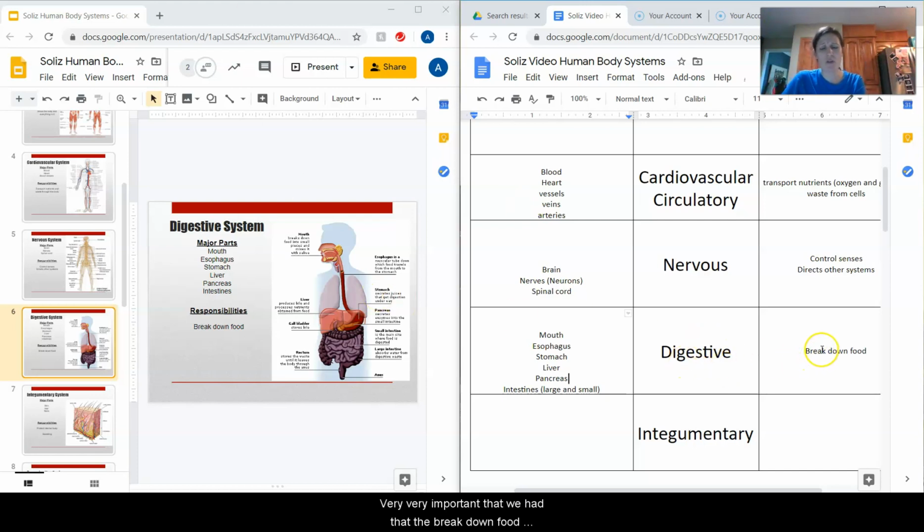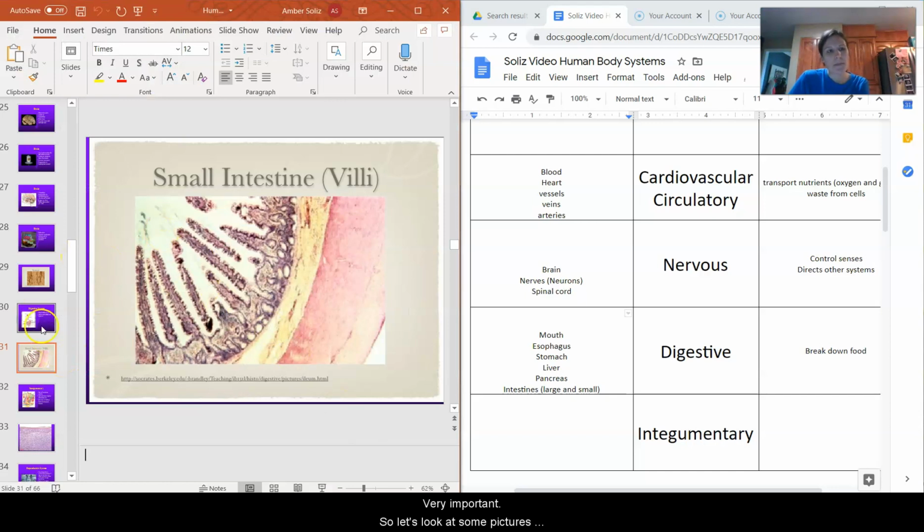Very, very important, though, that we break down food, because this is where you're going to get your glucose for your blood to carry to your organs so that they can put it in the mitochondria with oxygen and make ATP. And if they don't make ATP, that energy that they need, then they die. So very important. All right, so let's look at some pictures.